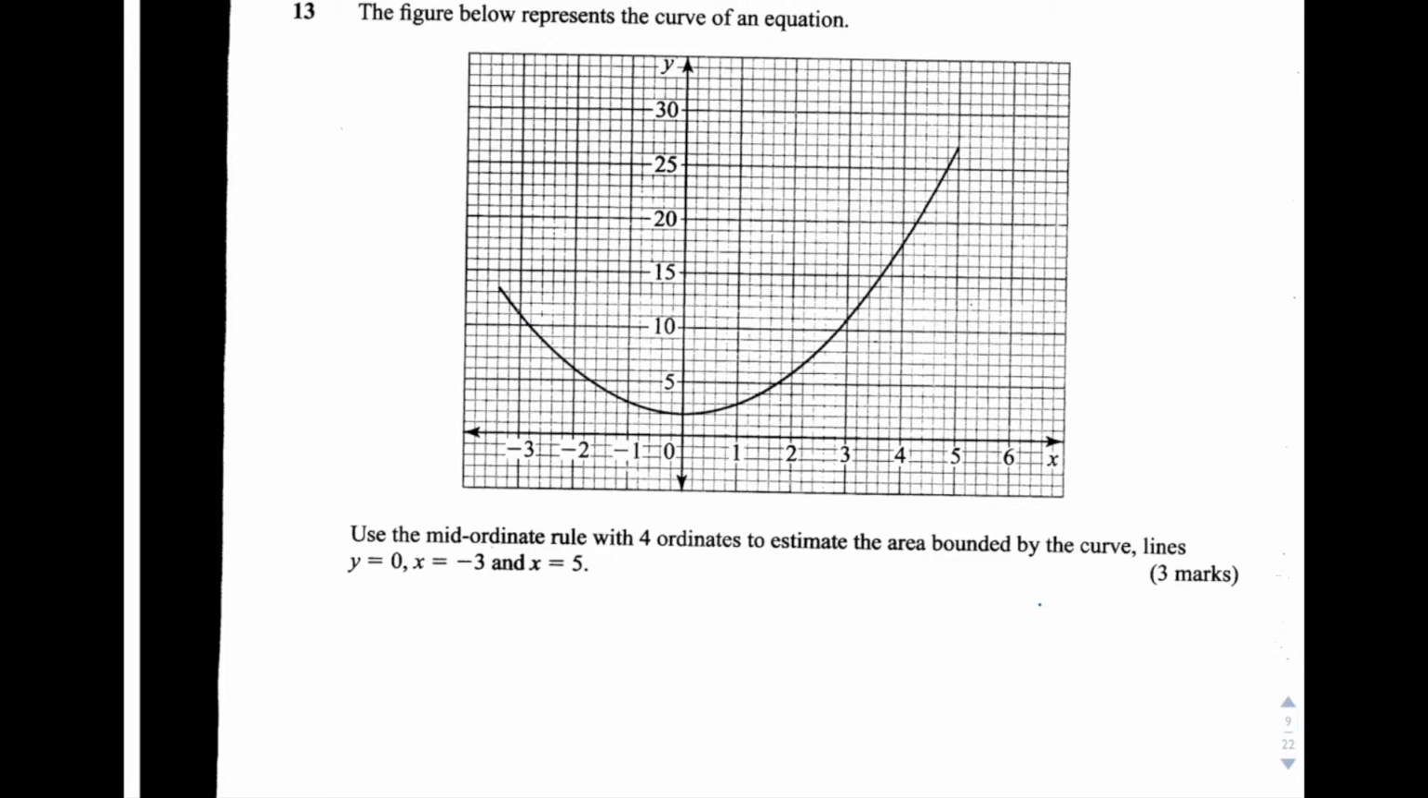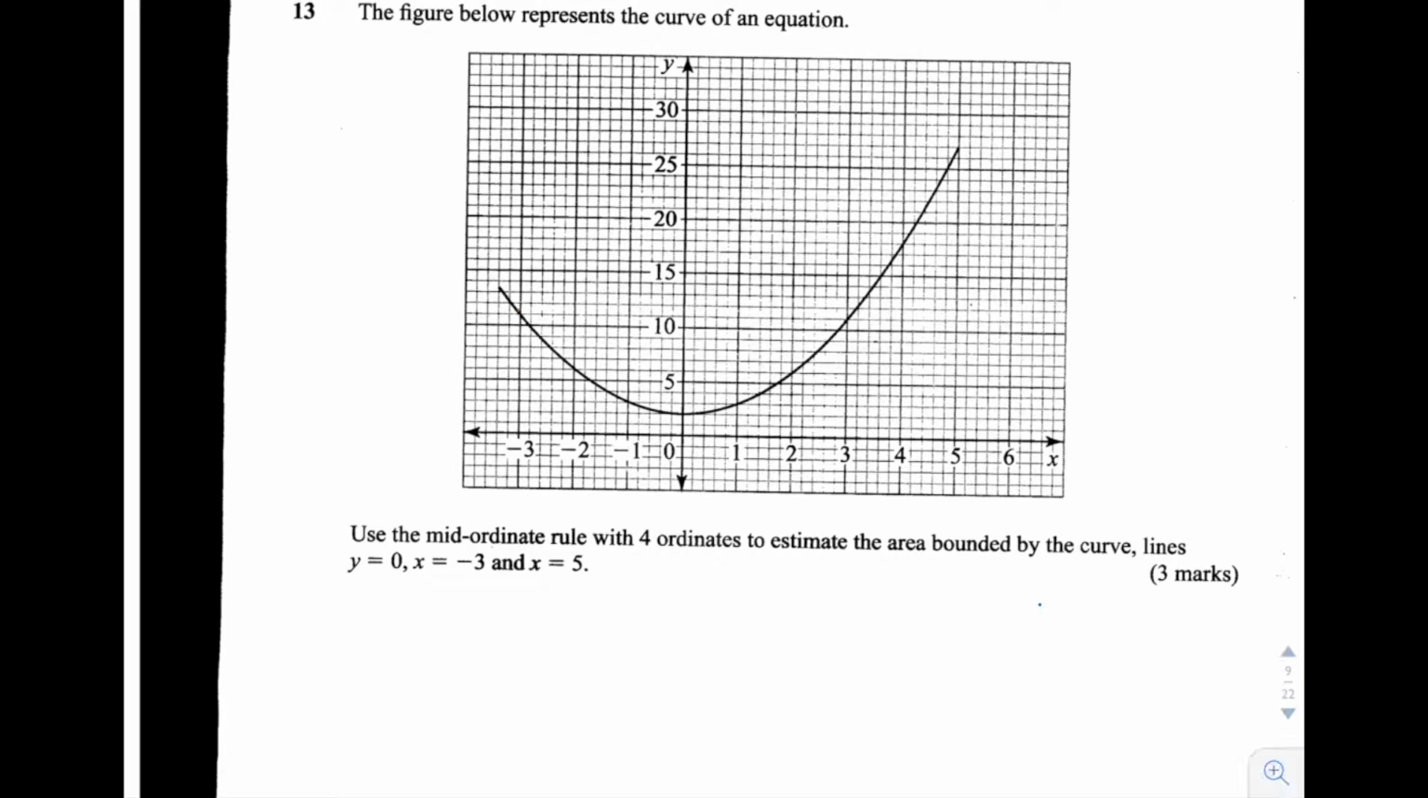Question number 13 of the 2015 KCSE Maths Paper 1 says, the figure below represents the curve of an equation. Use the mid-ordinate rule with 4 ordinates to estimate the area bounded by the curve, the lines y equals 0, x equals -3, and x equals 5.